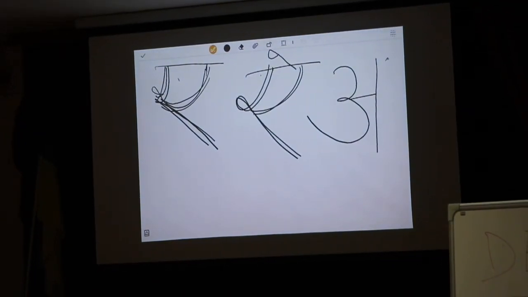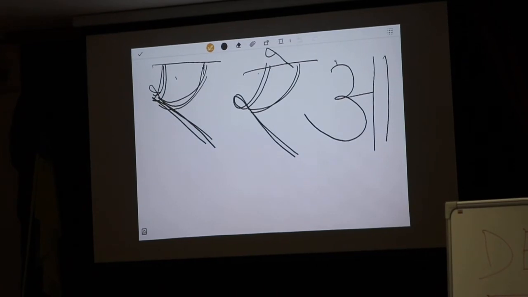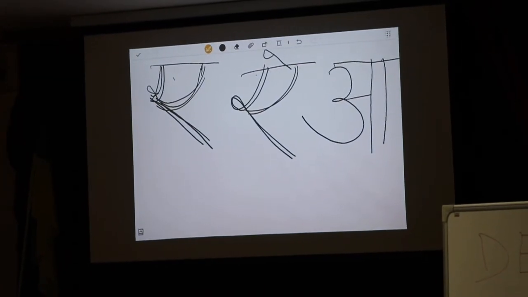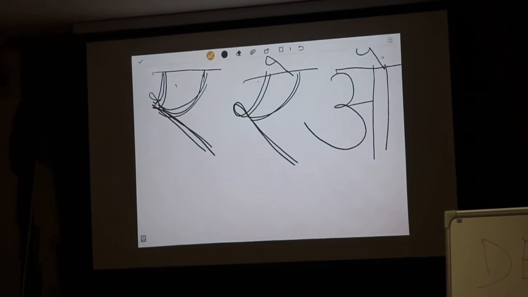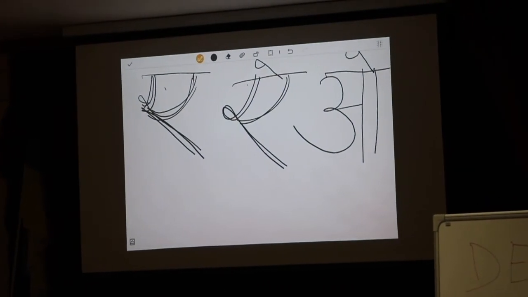And then write A, and then write the top line, and repeat this line, this stroke. O.